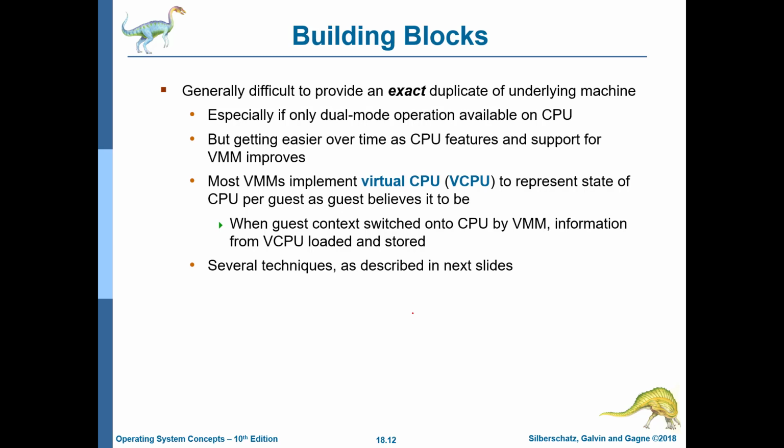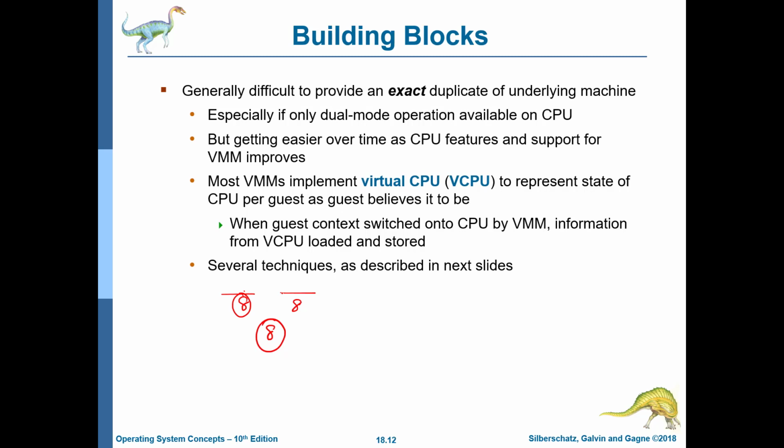So, let's look at virtualizing each of the elements of a modern system. The first is the CPU. Most VMMs create and implement virtual CPUs, or vCPUs, to represent the state of the CPU, and the fact that we are running a program on it. Let's say I have 8 underlying CPUs and there are 2 VMs. Each VM may actually expose 8 CPUs to its guest OS. In practice, these programs will get multiplexed, but the guest OS will believe that it has 8 CPUs fully under its control. Whenever the guest context is switched onto a CPU by the VMM, all the state information of a virtual CPU is loaded and stored.